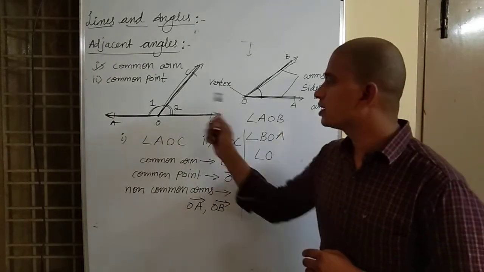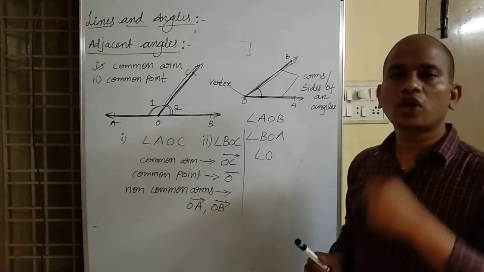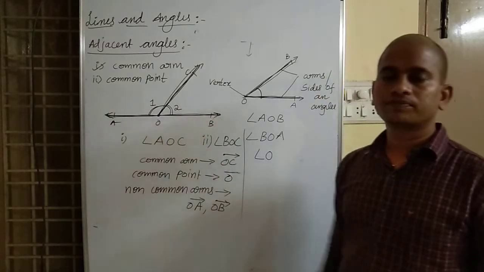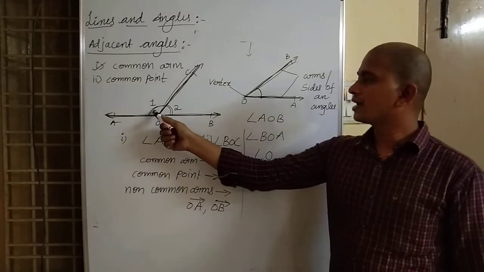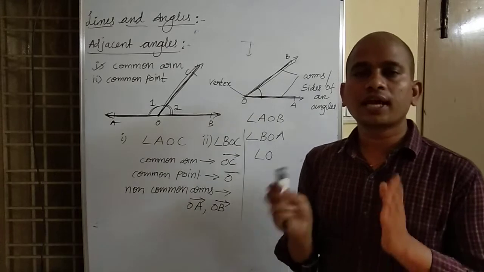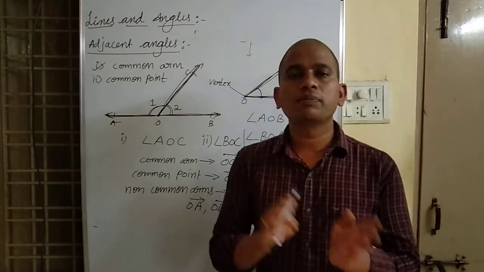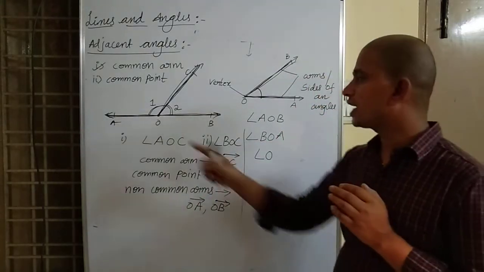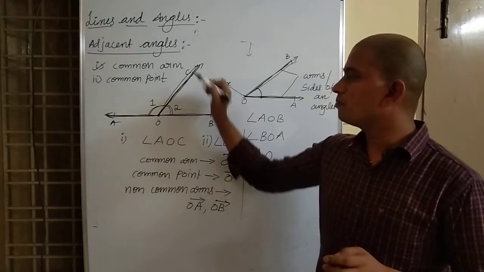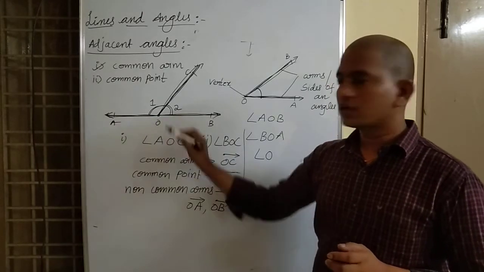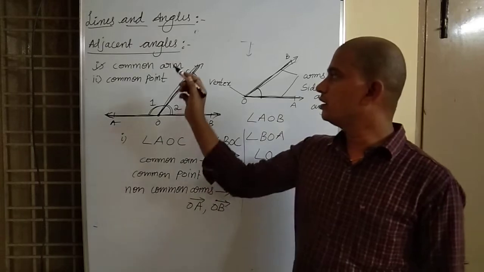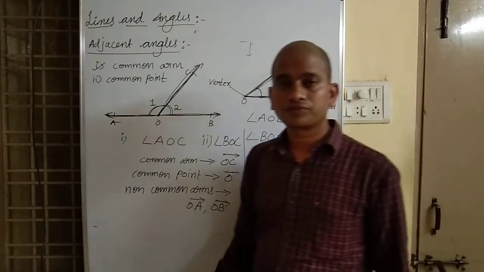And the second one is a common vertex. We can also call it a common point. And two non-common arms. Then we say that angle 1 is adjacent to angle 2. Simply, adjacent angles are nothing but side by side angles. Two angles are said to be adjacent angles if they have a common arm, a common point or vertex, and two non-common arms. That is nothing but adjacent angles.